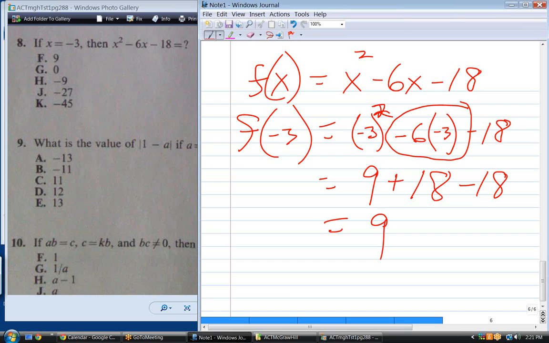I would suggest to you that problems like this, you try to do without the calculator. In other words, this is not something you should need a calculator for. You should instantly be able to see that the plus 18 cancels with the minus 18, and the only thing you have left is 9. Yes. All right.